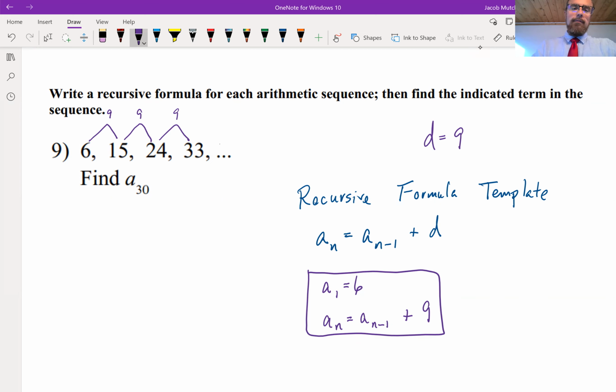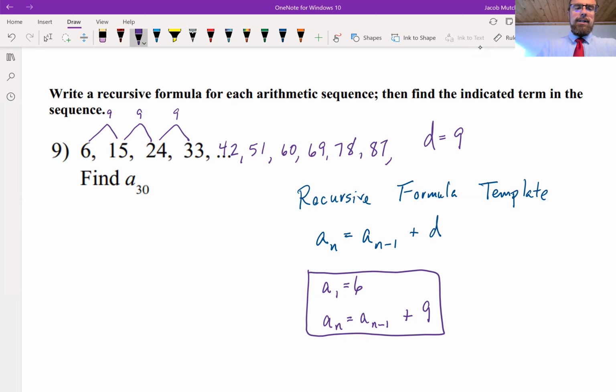So that's going to give me 42 for my 5th term, 51 for the 6th term, 60 for the 7th term, 69 for the 8th term, 78. 1, 2, 3, 4, 5, 6, 7, 8, 9 is my 9th term, and my 10th term is going to be 87. We'll do these in rows of 10.